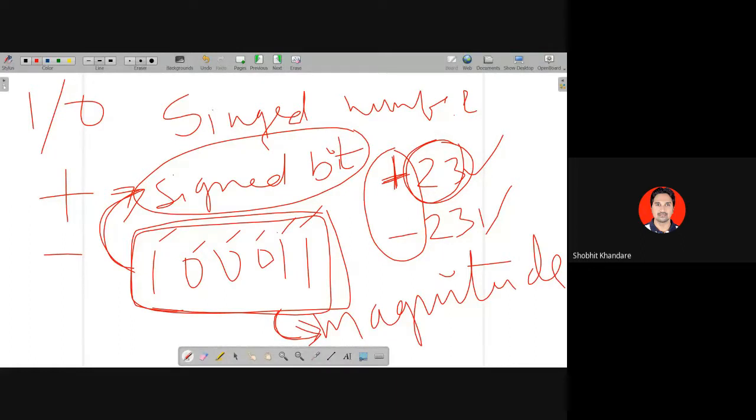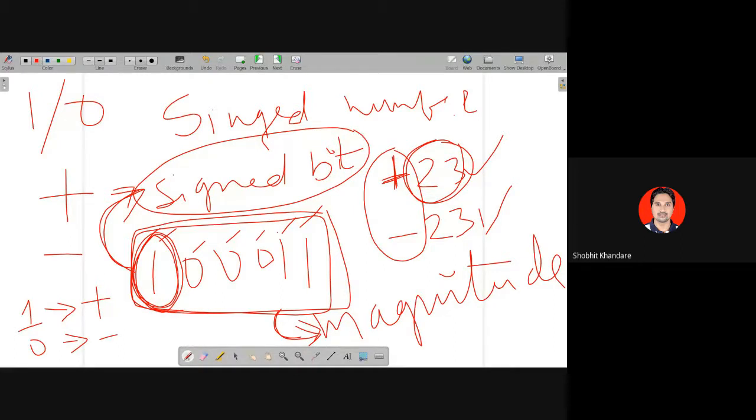So in this case, your MSB will give you the sign. Whenever your MSB is 1, it indicates the sign is positive, and whenever it is 0, it represents negative. Here, if you see, your MSB is 1, so you can say that this binary number is positive.